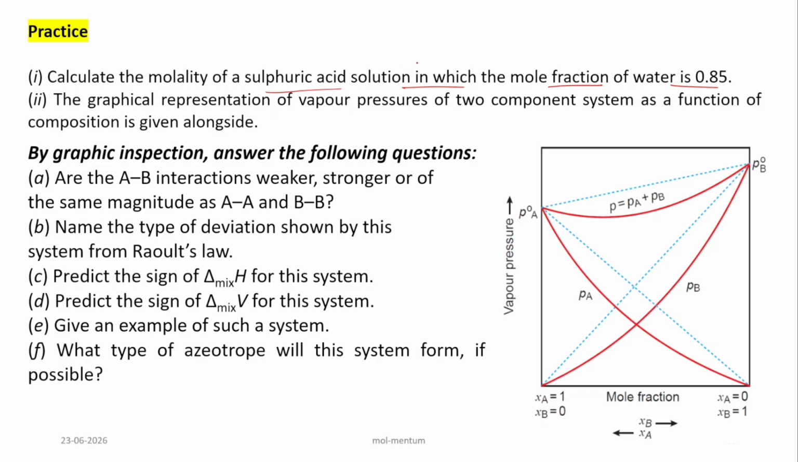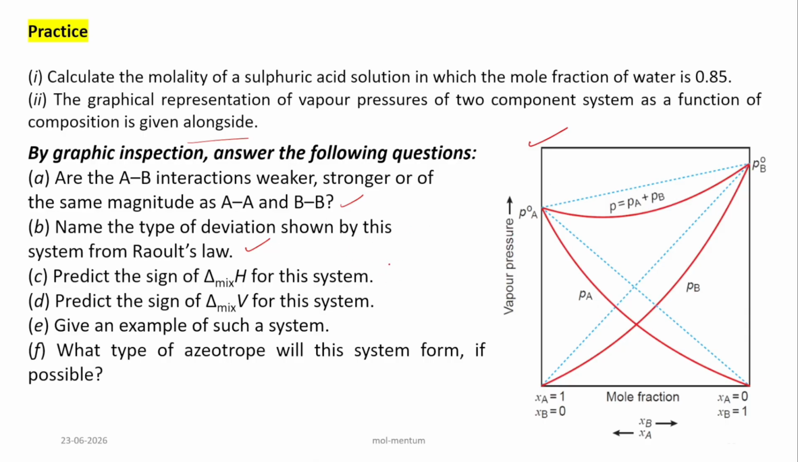Okay, second question is based on a graph. The graphical representation of vapor pressure of a two-component system as a function of composition is given alongside. This is the graph. So you have to answer these questions, A, B, C, D, E, F. So, are the AB interactions weaker, stronger, or of the same magnitude? You have to answer this. Name the type of deviation shown by this system. So it is clearly visible, negative deviation.